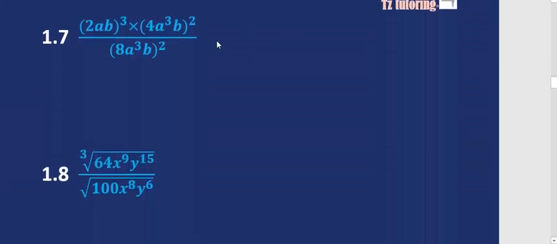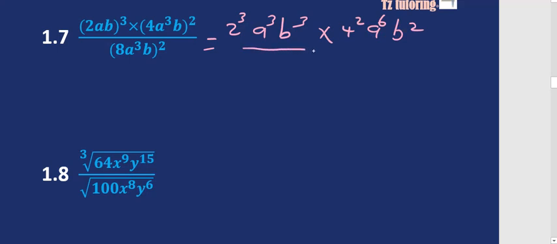So let's simplify this out. We've got 2 to the 3, a to the 3, b to the 3. We're factoring the 3 into all the variables and numbers inside the bracket. Do the same thing for the second number. We get 4 to the 2, and of course a to the 6, b to the 2. In the denominator, a squared, a to the 6, b squared.